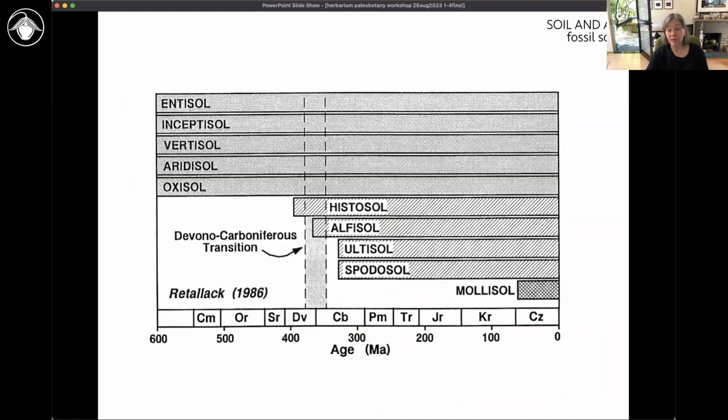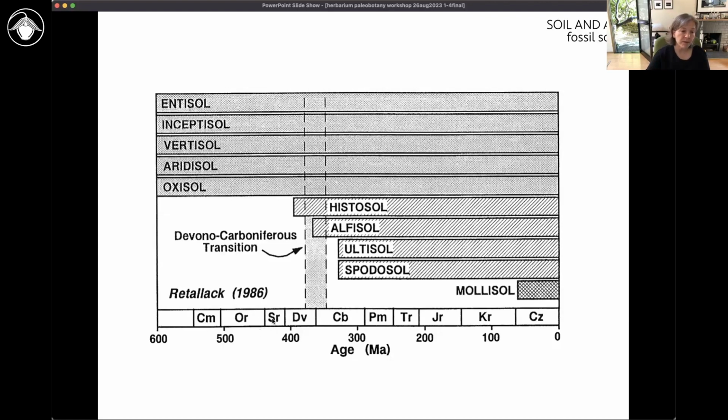So I haven't talked about that there are also scientists who actually specialized in studying fossil soils. And here we have a timeline again going from 600 million years ago up to the present. We know roughly when plants moved onto land. That was 470 million years ago.